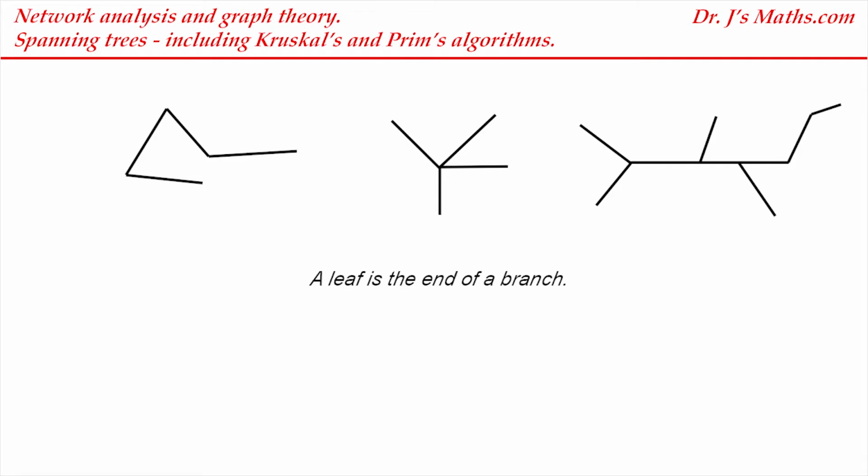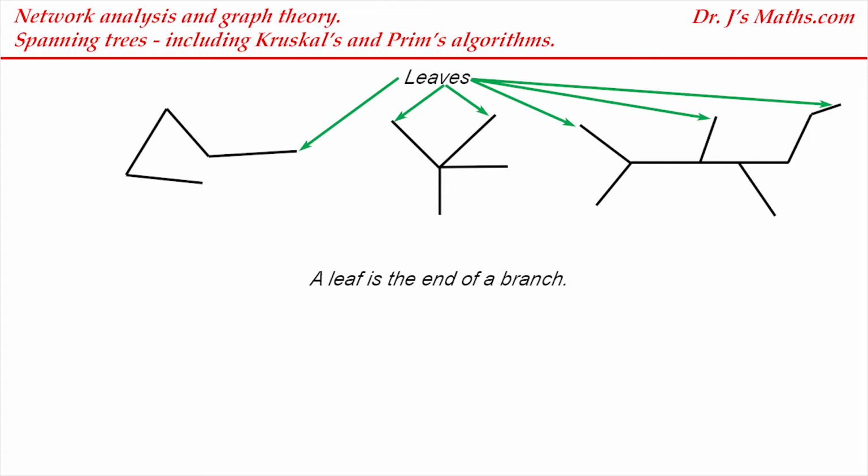In each of these trees we have edges which don't connect to other edges, and they're called leaves. So the leaf is the end of a branch in a network. Here we have an indication of some of the leaves in those three diagrams.